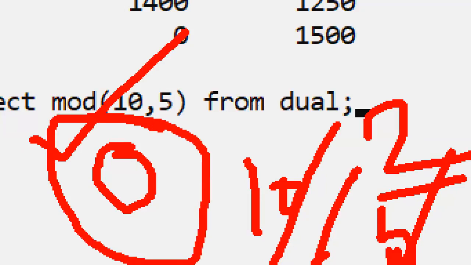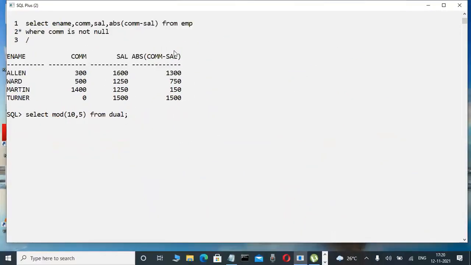Is the remainder 0 or not? Yes, your remainder is a 0. Very good. Some fellows are telling you 2 only, but that is different. Now here, absolute here. Yes, here. Now check it out.